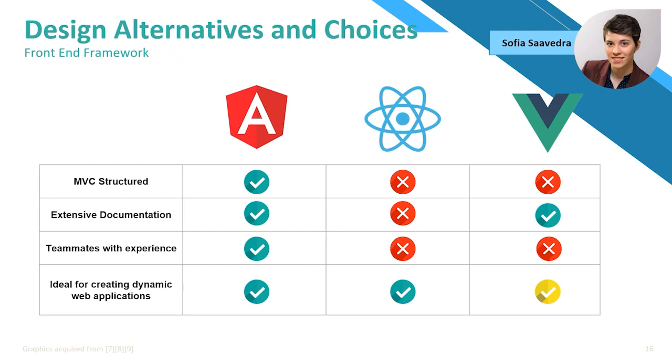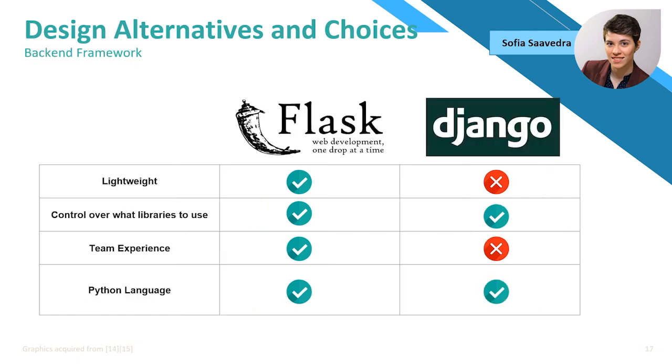Angular was chosen among other alternatives for its defined structure, as well as its extensive and well-defined documentation. Furthermore, some of our teammates had previous experience with it. As a backend framework, we used Flask. Flask is lightweight, provides more control over what libraries to use, and uses Python for its language.